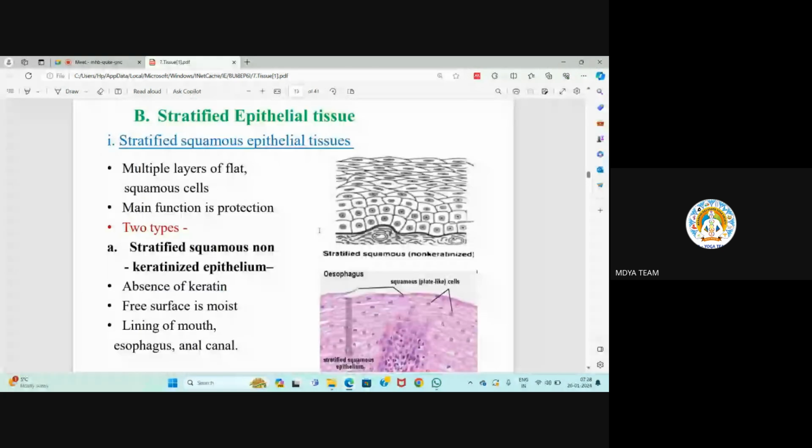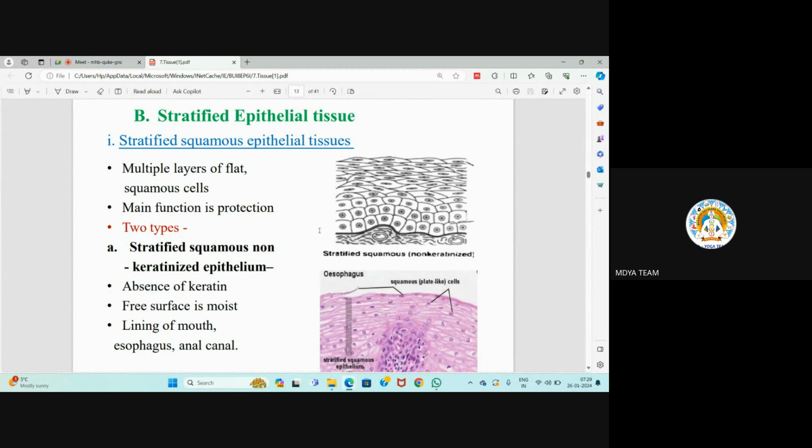Now, we will move to the next part, that is stratified epithelium. Till now we have discussed simple epithelium, which means it was single layered. Now we are going to discuss stratified epithelium tissue, that means it is multi-layered. At first, squamous epithelium or stratified squamous epithelium.